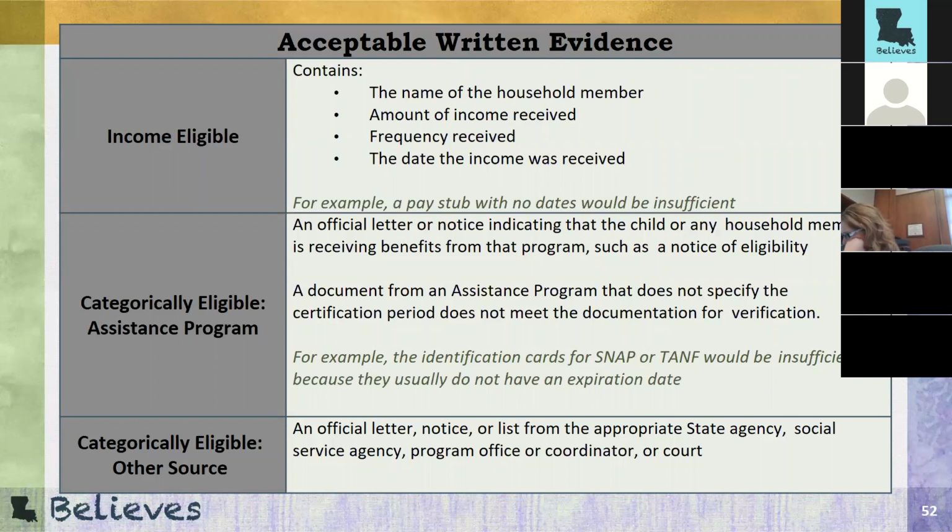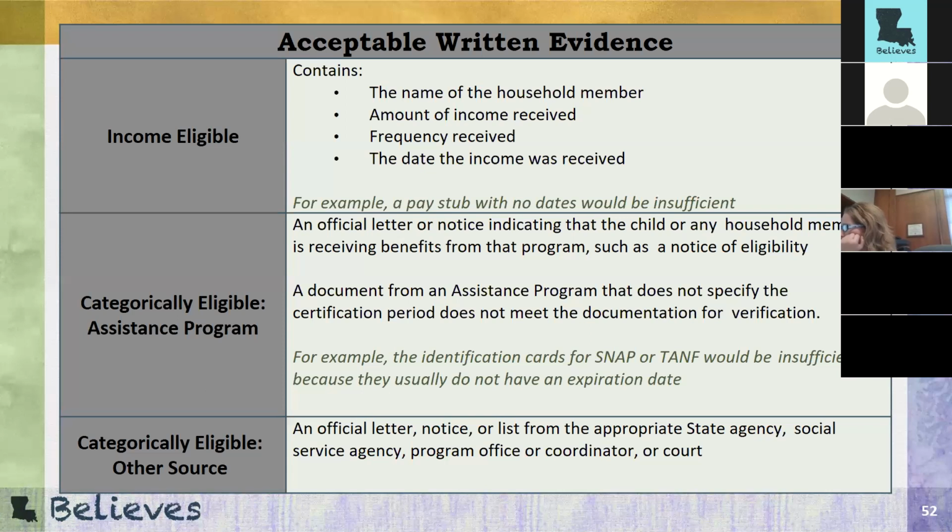Here are examples of accepted written evidence. Income eligibility evidence contains the name of the household member, amount of income received, frequency received, and the date the income was received. For example, a pay stub with no dates would be insufficient.